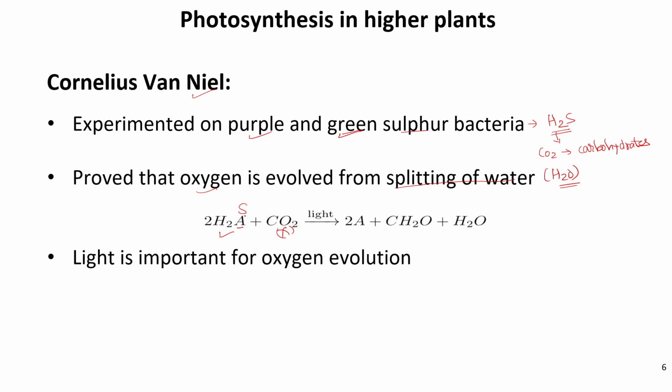If you replace A with S, sulfur will be released, and then glucose is formed and water is also formed. And if you replace this A with O, it becomes water here, and you can see oxygen evolution now. Okay, you can see the oxygen evolution. And what else did he say? He said that light is very important for the oxygen evolution. Light is also important.